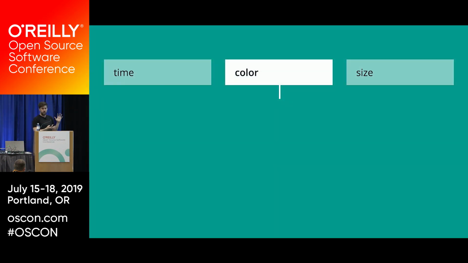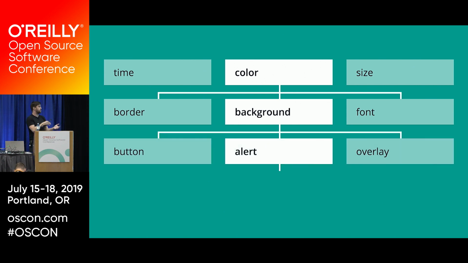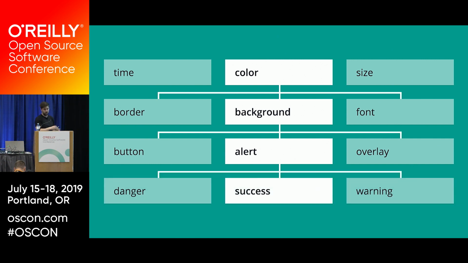So starting with the most generic, we could think of a way to categorize visual attributes. You could think of time or color or size. And these are just kind of an example. But we could take color and we could say, what type of color are we trying to define? Are we defining a border color, a background color, a font color? And we can keep doing this, but we know that everything under the color namespace is going to be a color, but they're just different types of colors. And so you could say, it's an alert background color, and it's a success alert background color.